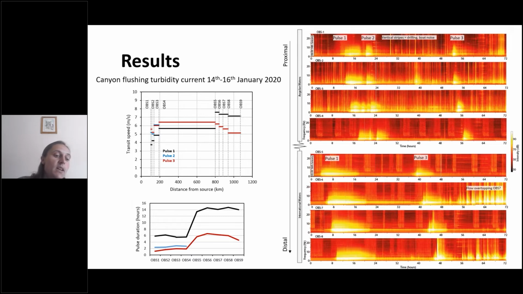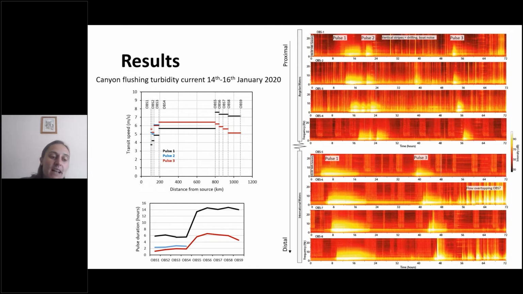The bottom left figure shows the pulse duration. This is really interesting as well. You can see to start with that the pulse duration was a lot longer than our smaller flows, which I showed in the earlier slides. Our smaller flows had pulse durations of around an hour, whereas this turbidity current had some really long pulses.